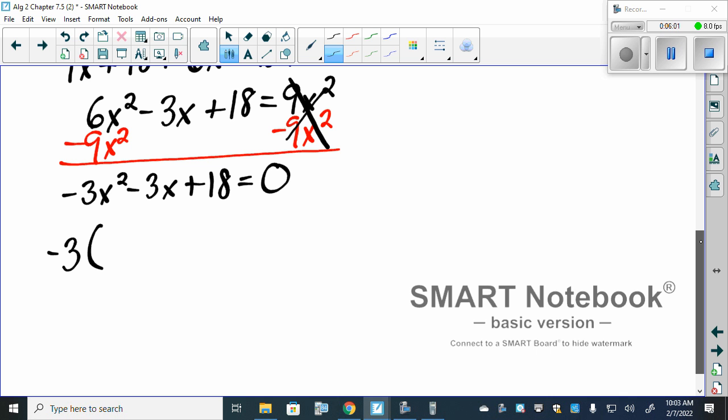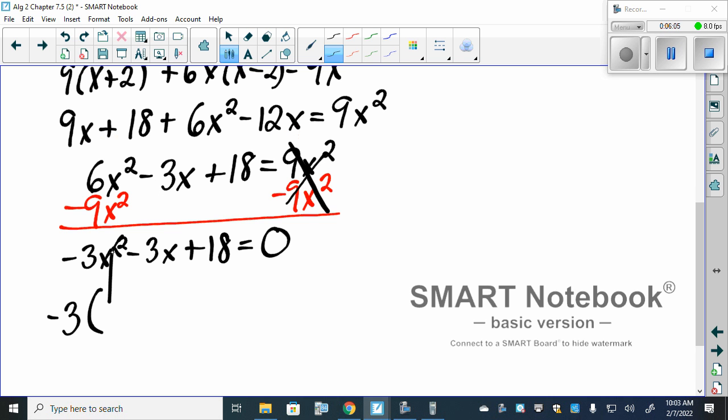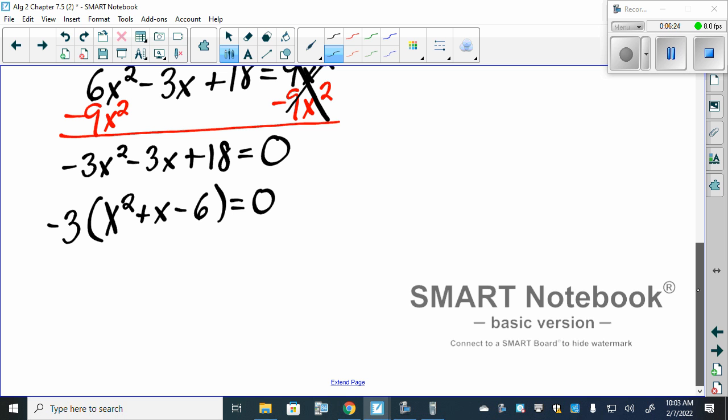So if we factor a negative 3 out of negative 3x squared, we're left with x squared. And if we factor a negative 3 out of negative 3x, we have plus x, minus 6 is equal to 0. The negative really just changed all the signs from negative to positive or positive to negative. Factoring out the 3 gave us our x squared, x, and negative 6.